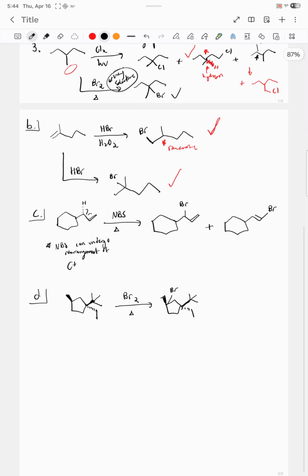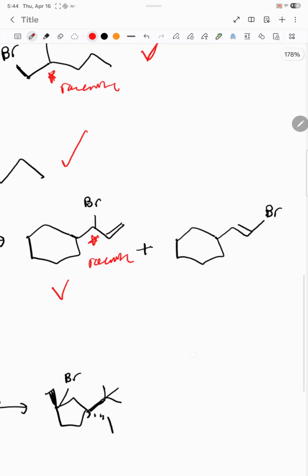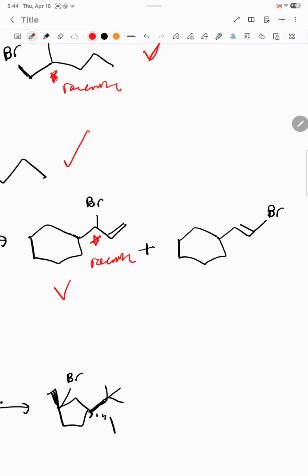Let's go look at C. C seems like this is correct. However, I forgot to mention this is racemic. And for D, for C, continue, this is racemic. Out of the two, which one is major and minor? It seems the key says this is major. But why? I shall review this.